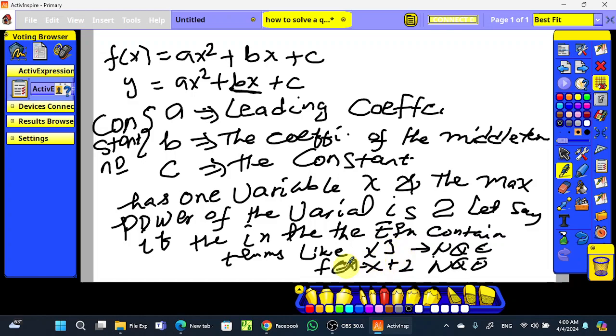What about if f of x is equal to x plus 2? This is not a quadratic equation, it's just a linear equation with degree 1. You see, the power of x is 1, which means this is degree 1. So you have to remember those things.